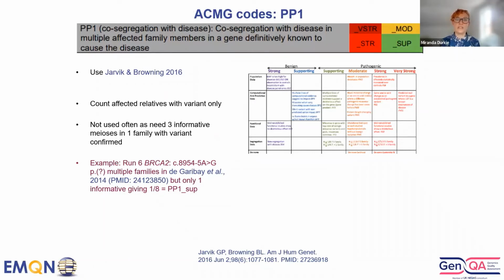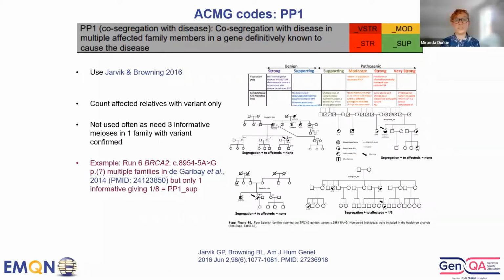This is co-segregation of disease in multiple affected family members. We use the Jarvik and Browning approach, which is shown here, the figures that you need. In these circumstances, you would only count the affected relatives with the variant. So if you had an intervening relative who had the variant but hadn't developed breast cancer, you would not count that relative. Although you think it would be very useful in an autosomal dominant disease, it can be quite hard to apply because you need at least 3 informative meioses in one family, each of them with the variant confirmed. And because cancer can be later onset, it can be tricky.